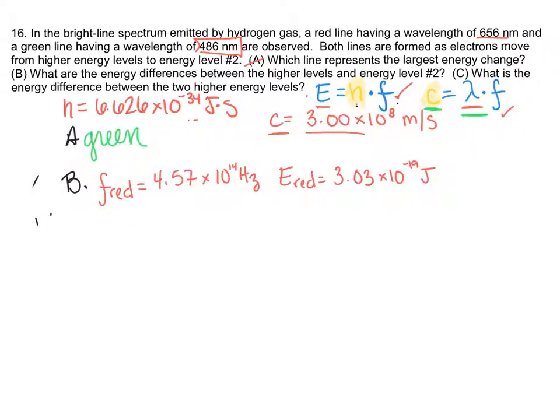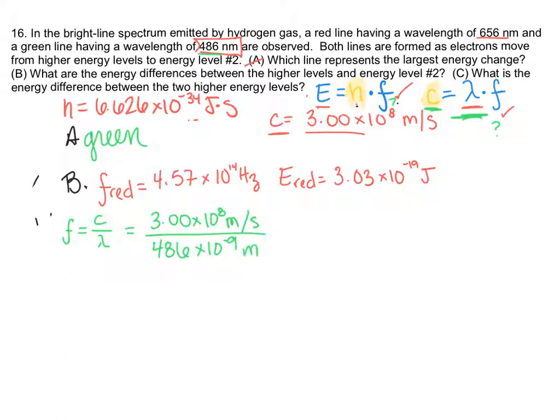So I've rewritten the things we just found in the interest of saving space here, but now I need to do the same thing for the green light. I know the wavelength, I don't know the frequency, which means I can't just immediately solve for energy, so I've got to do the same thing. So the frequency of my green light is going to be equal to the speed of light divided by the wavelength that it emitted. So that is going to be the 3.00 times 10 to the 8th meters per second divided by that wavelength, which we need to convert from nanometers to meters, so that's the same type of conversion, so 486 times 10 to the negative 9th meters.